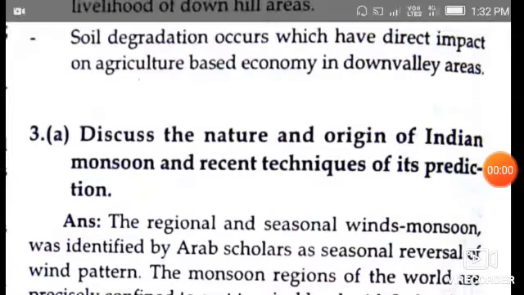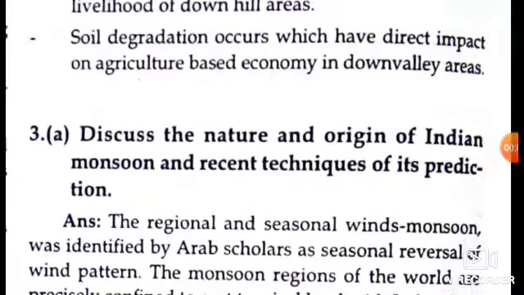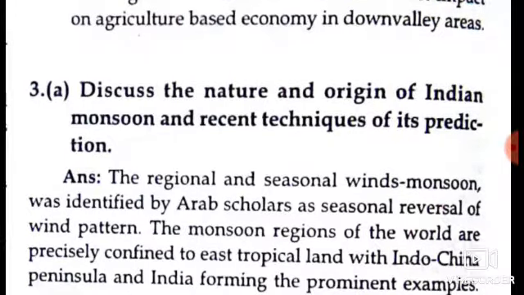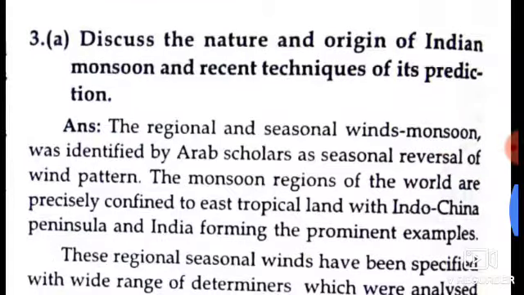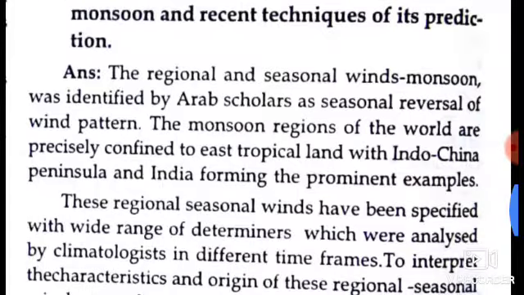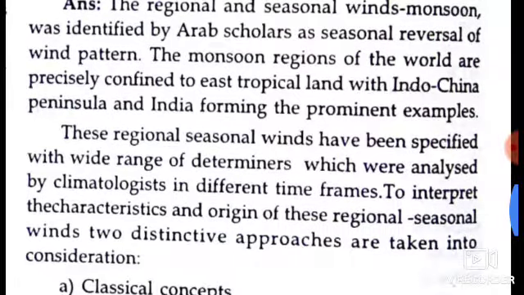So next question: discuss the nature and origin of Indian monsoon and recent techniques of its prediction. The regional and seasonal winds, monsoon, was identified by Arab scholars as seasonal reversal of wind patterns. The monsoon regions of the world are precisely confined to East tropical land, with Indo-China Peninsula and India forming the prominent examples.